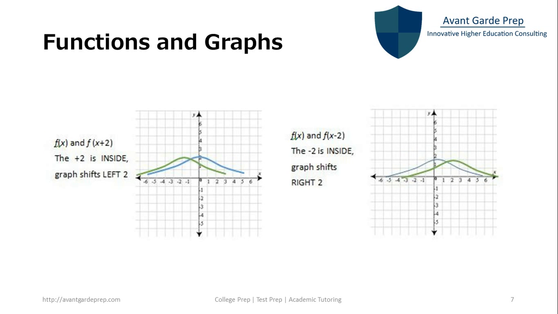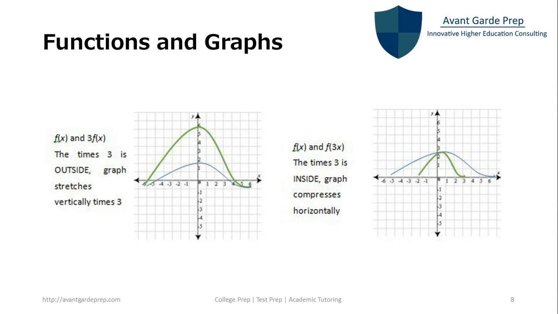Next we have examples of a change inside the parentheses. This will shift the graph to the left or right in the opposite direction of the sign. On the graph on the left, you can see that 2 was added inside the parentheses. So this is actually going to shift our graph to the left, or in the negative direction, 2 places. And then on the graph on the right, we subtracted 2 inside the parentheses, shifting the graph to the right 2 places.